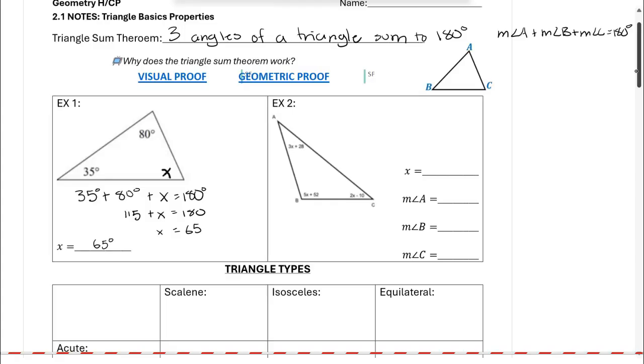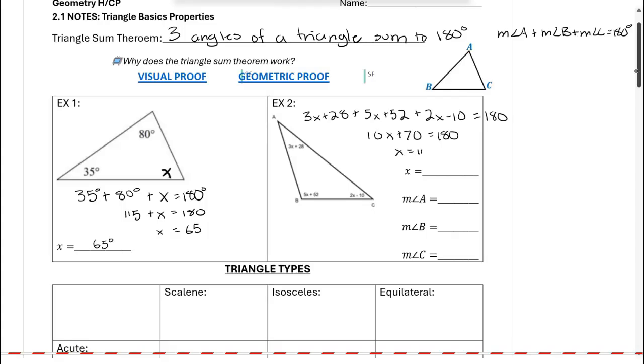So for example 2, we are asked for the measurement of angle A, B, and C, and solve for x. But if we know all three of those angle measures equal 180 degrees, we can write this as measurement of angle A, which is 3x plus 28, plus the measurement of angle B, which is 5x plus 52, plus the measurement of angle C, which is 2x minus 10. That's all going to be equal to 180 degrees. So combining like terms, we get 10x plus 70 equals 180. So x is equal to 11.